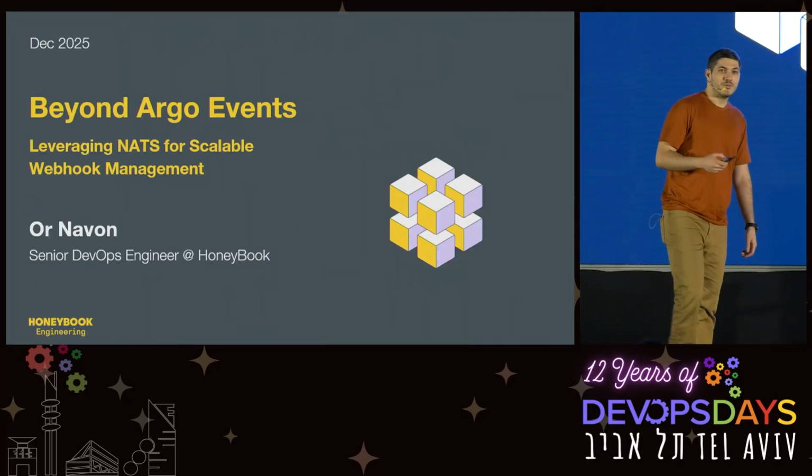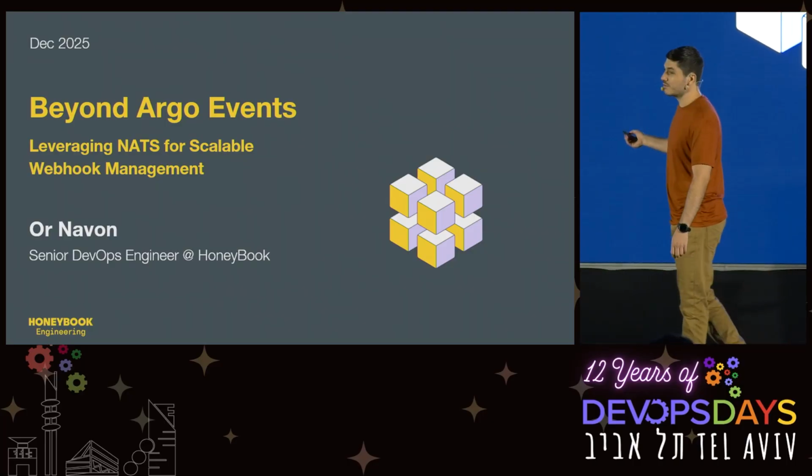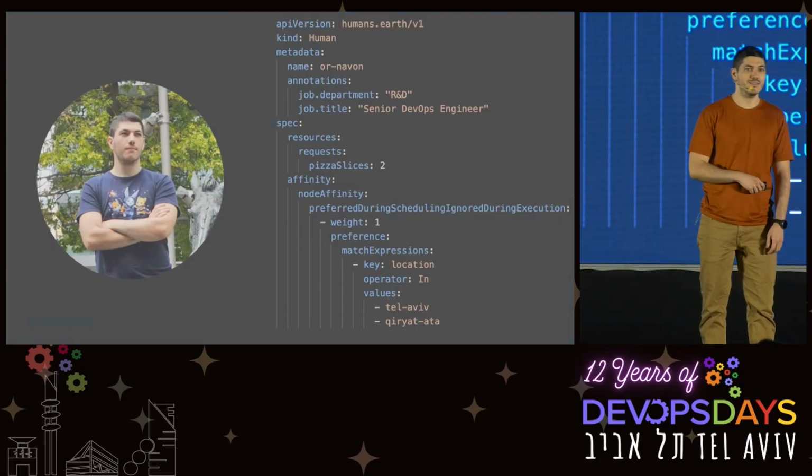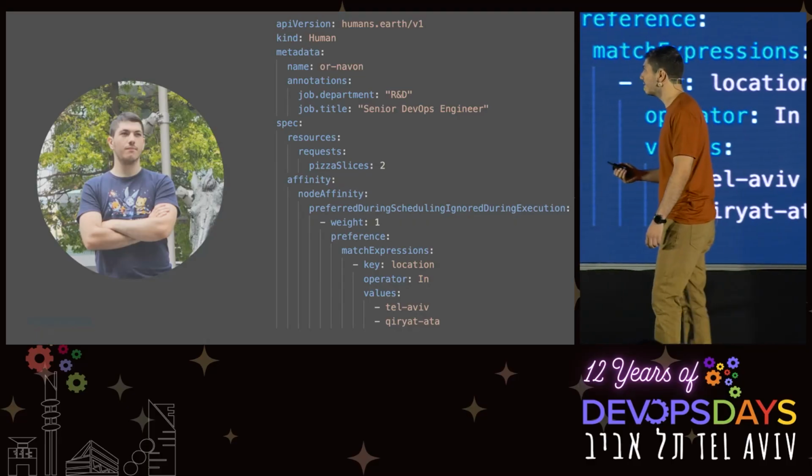Today, I'm going to talk about one bottleneck we solved at HoneyBook about managing webhooks at scale. So, hi there. My name is Navon, and I'm a senior DevOps engineer at HoneyBook.